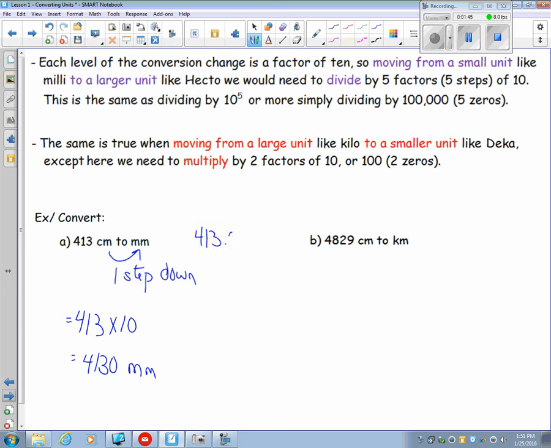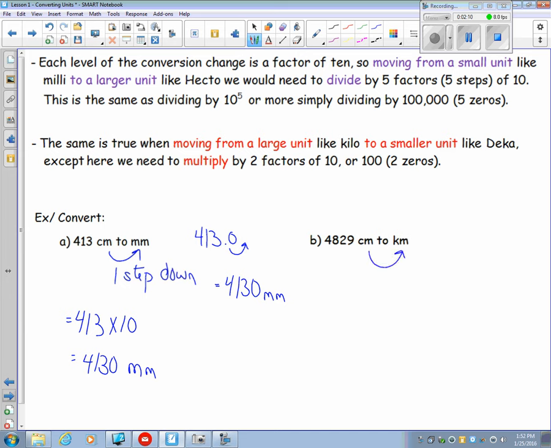You can also do it as a decimal. 413 centimeters, 413.0, the decimal's after the 3. Because I'm going from large to small, I need to move my decimal spot one step. And again, I end up with 4,130 millimeters. If you want to try the second one yourself, just pause the video, try it, see if you get it right. If it doesn't make sense quite yet, I'll take you through the second one. But if you do try it, make sure you do get the right answer.